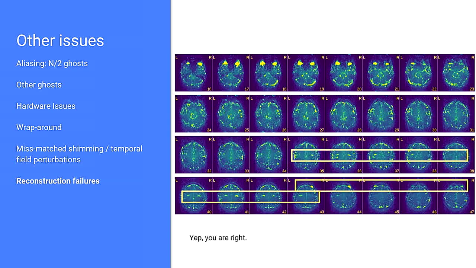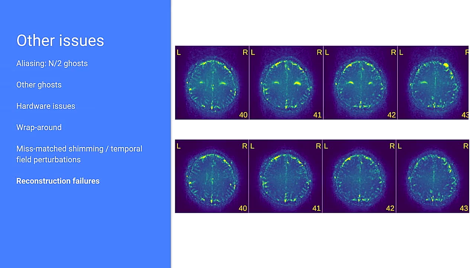So yeah, you can see replicas of the eyes on those parts inside those boxes. I'll show you more clearly here. So the top row is the old reconstruction algorithm with the eyes in those slices. And then the lower row is the good reconstruction algorithm without that big ghost from the eyes.